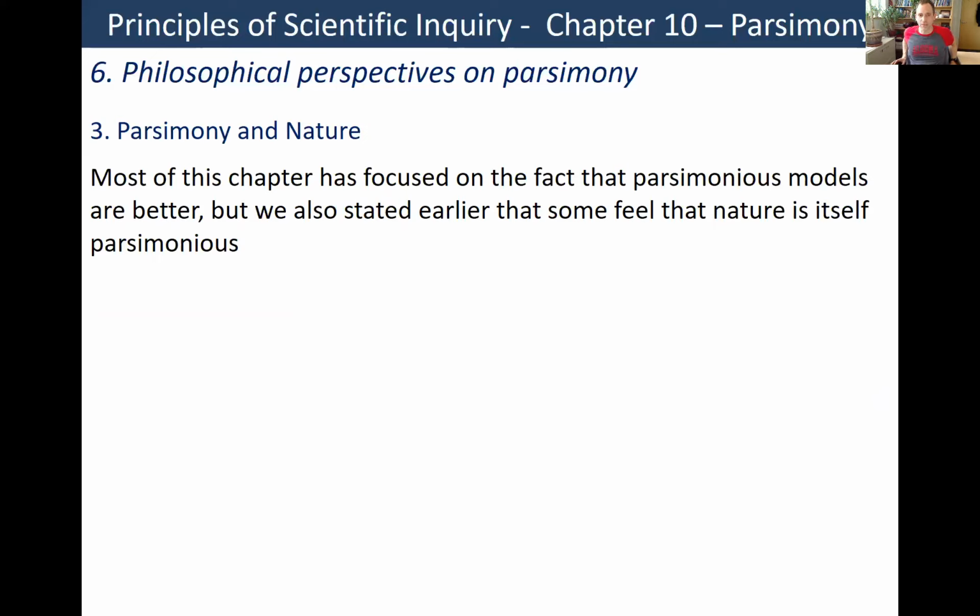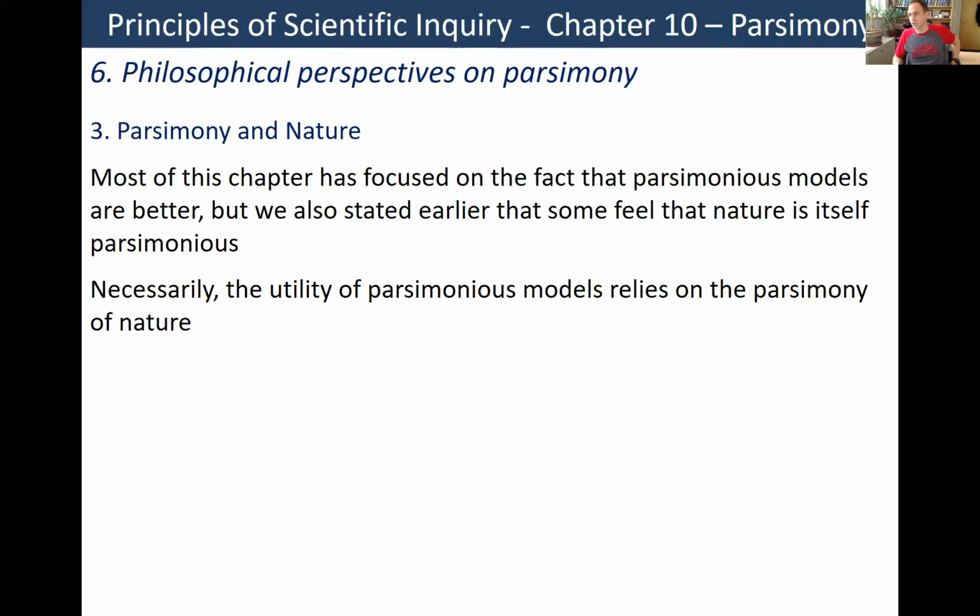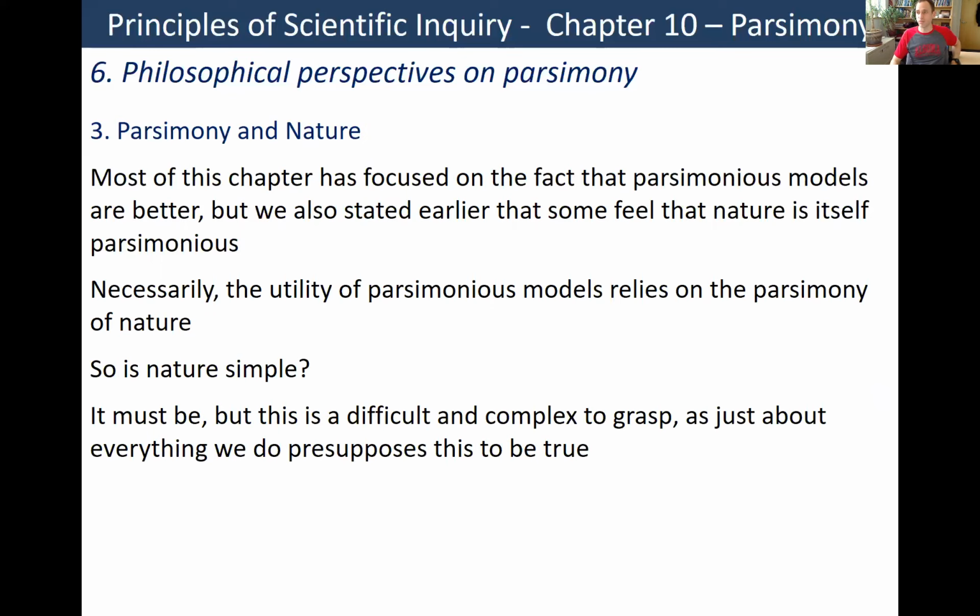Parsimony and nature. Most of this chapter has focused on the fact that parsimonious models are better, but we also stated earlier that some feel that nature itself is parsimonious, which is interesting. Necessarily, the utility of parsimonious models relies on the parsimony of nature. If nature were not parsimonious, then those models would not give us better accuracy. So is nature simple? It must be, but that's a difficult concept to grasp. We don't often think about nature as being super simple, as just about everything we do presupposes this to be true. Everything seems complicated. People normally will say, "Oh, life is so complicated."